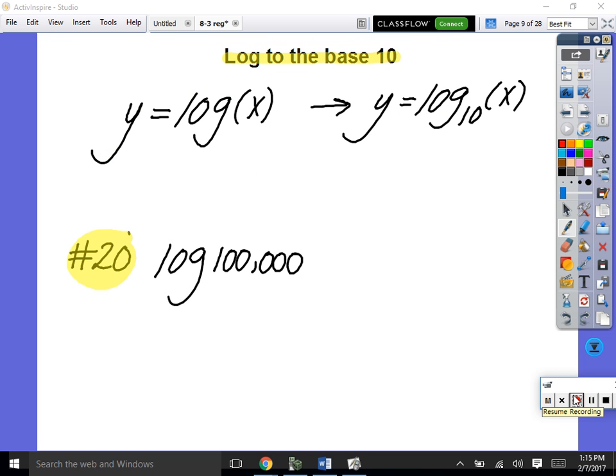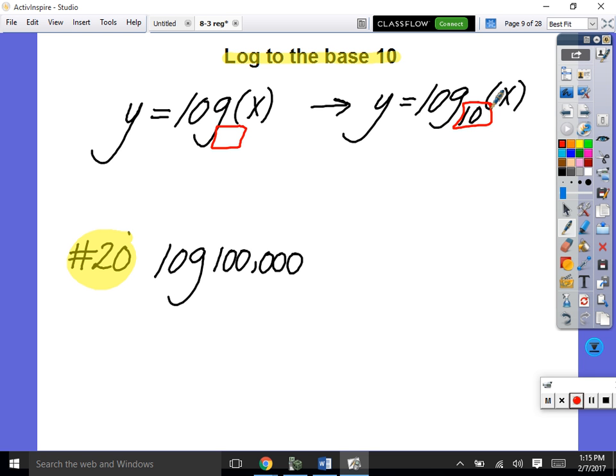Okay, so I already talked about this briefly, but just a reminder, log to the base 10 will look like this. Y is equal to log to the base nothing, which really is secretly a 10. So we can just write in our 10s. So everybody, go to number 20 and locate this problem. It says, what is log of 100,000?